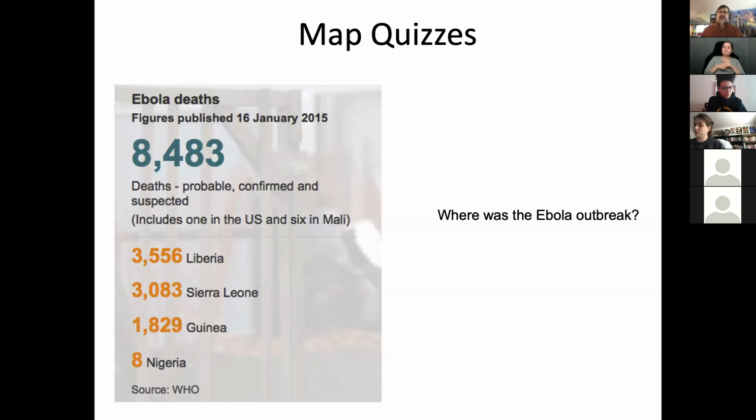Okay, but in 2015, there was this outbreak of Ebola in a section of Africa. And you see four countries listed there. I guess only eight people had died in Nigeria by January 16, 2015. So primarily these other three countries, Liberia, Sierra Leone, and Guinea.